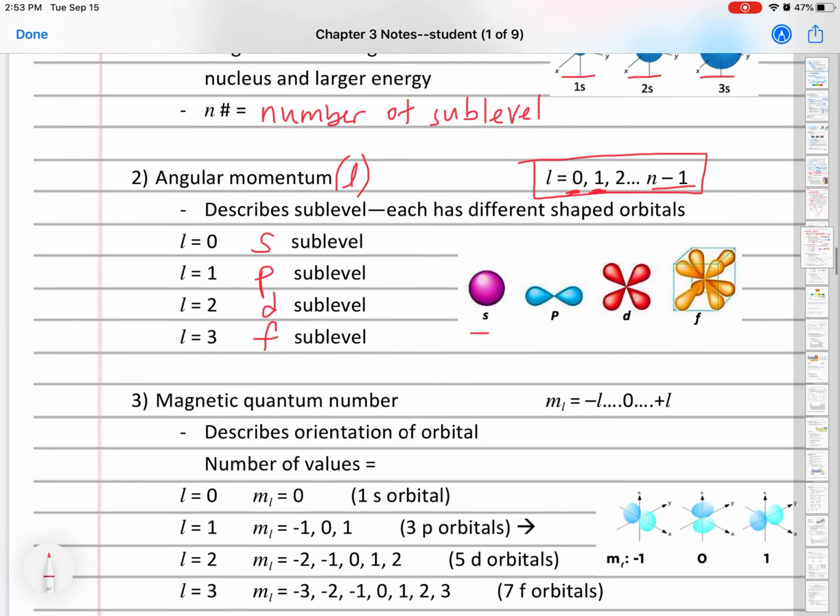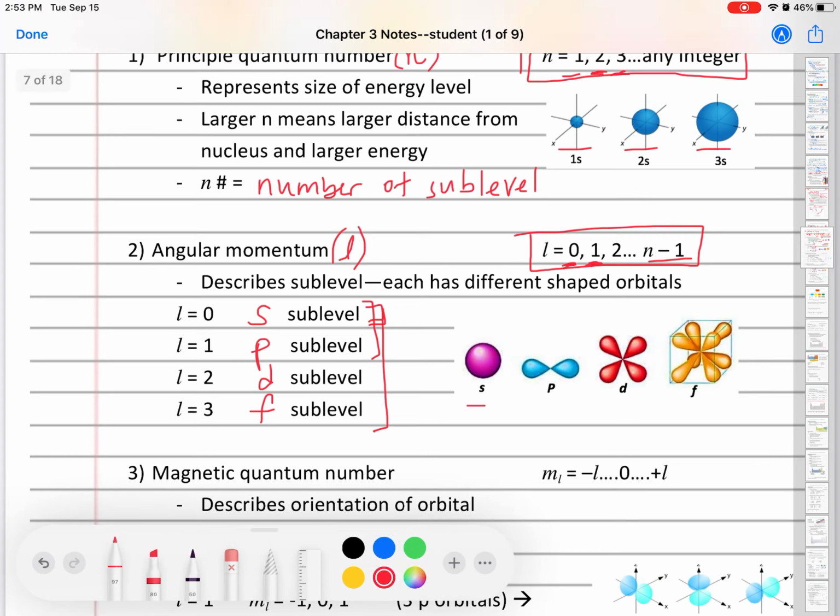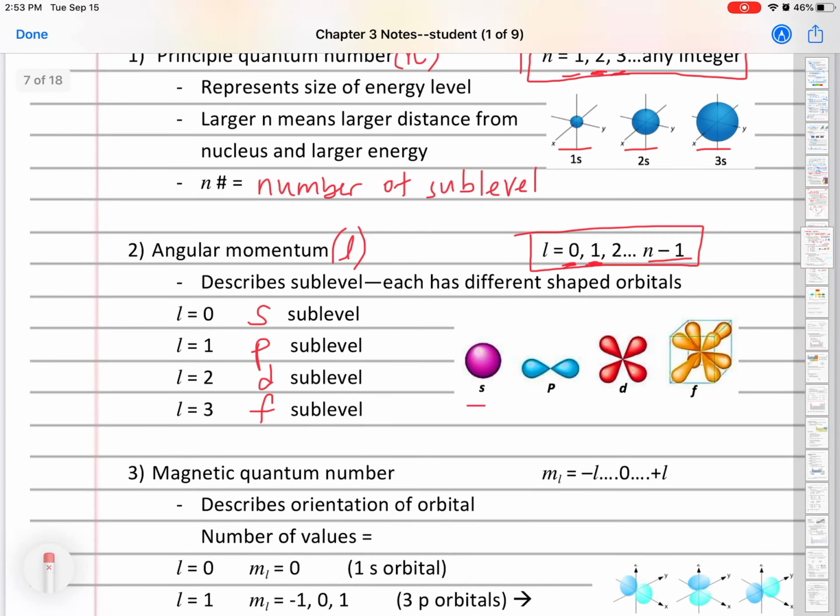So energy level 2 has 2 sublevels. It would have s and p as sublevels. But energy level 1 only has 1 sublevel, so it only has the s sublevel. Energy level 4 has 4 sublevels. It would have all 4 of these guys. All right.